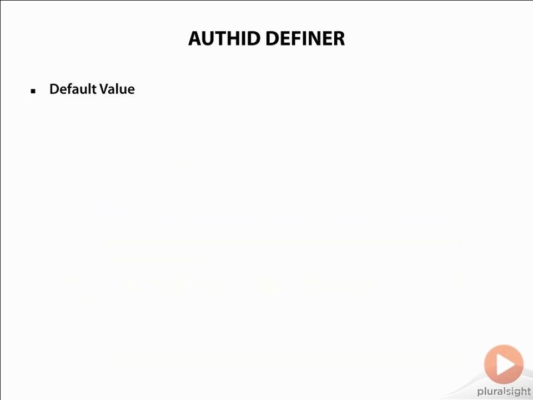AUTHID DEFINER is the default value when it is not specified. When a subprogram is compiled with the AUTHID DEFINER clause, all references to tables, views, and unqualified references to subprograms like procedures, functions, packages, etc. are resolved in the schema of the definer or the owner of the subprogram. Let us understand it with an example.